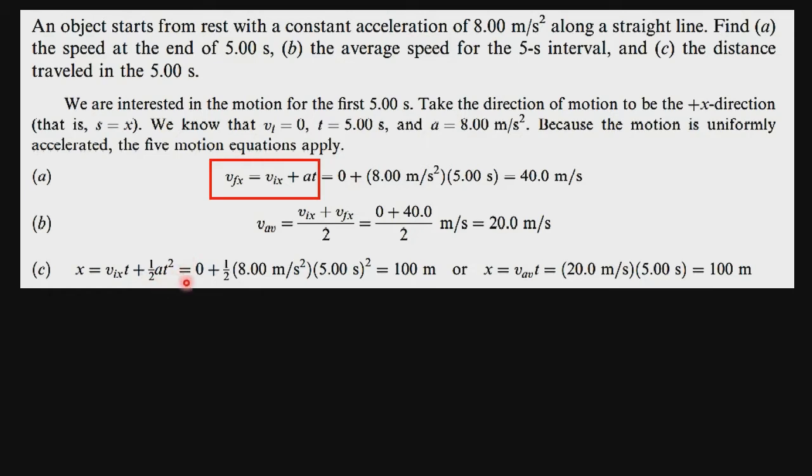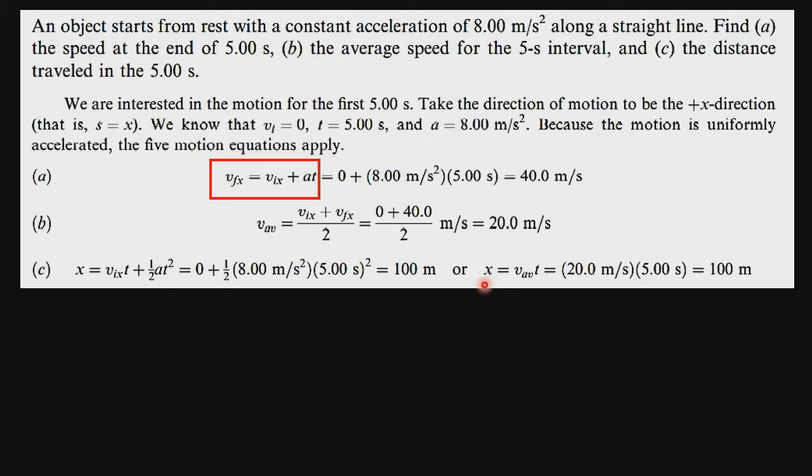If we are going to replace this, again the initial velocity is 0 because it is coming from rest, plus 1/2, multiplied by our acceleration, which is already given, 8.00 meters per second squared, multiplied by the time squared, and the time is 5.00 seconds. Then you raise that to the power of 2, and the answer will be 100 meters.